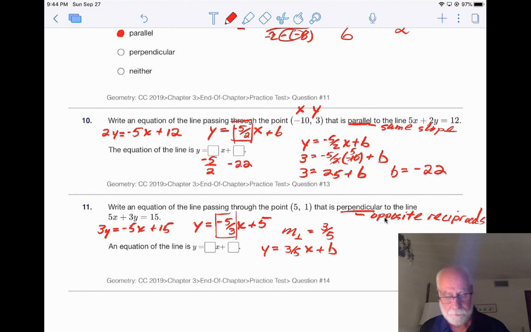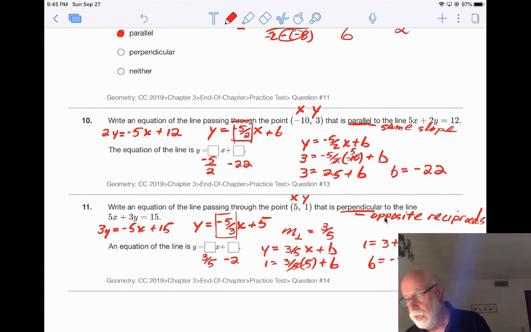So now on this one here, I can write y is equal to 3/5 x plus b. So I'm going to solve for that. Again, here's my x value. Here's my y value. So I'll say 1 is equal to 3/5 times 5 plus b. 5 divided by 5 is 1. So I'll get 1 is equal to 3 plus b. I'll subtract 3. So 1 minus 3 will give me negative 2. So on this one right here, you will write 3/5 x plus a negative 2.